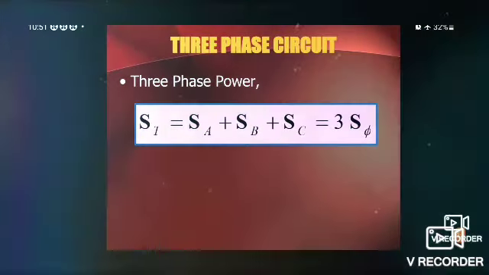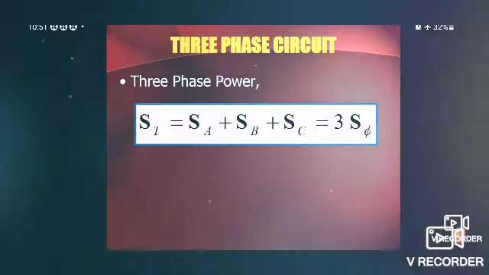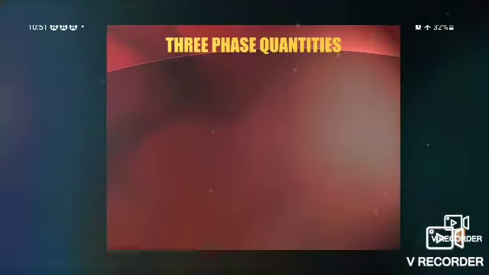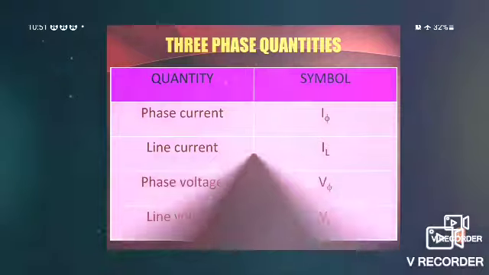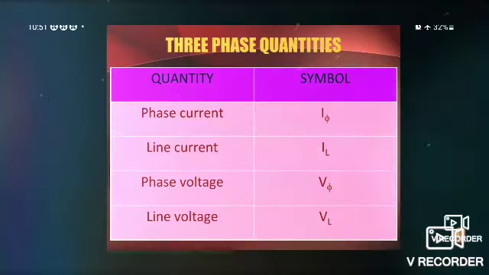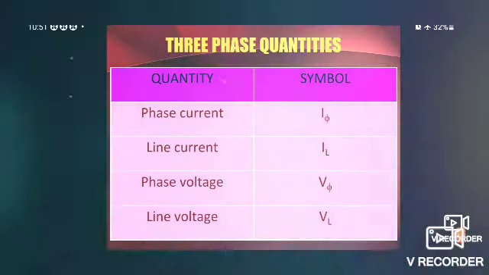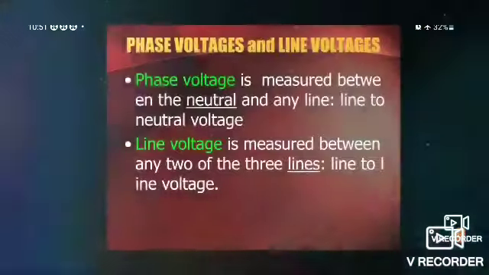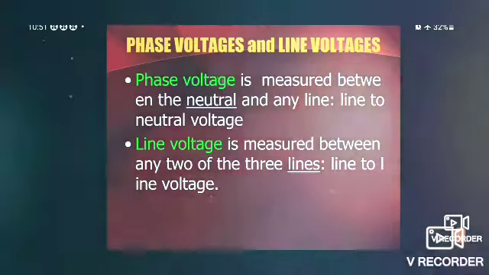Next, 3 phase power. The total power is equal to SA plus SB plus SC. Therefore, 3 S phi. Then we will see 3 phase quantities. Phase current is I phi, line current is IL, phase voltage is represented by V phi, line voltage is represented by VL. What is meant by phase voltage?